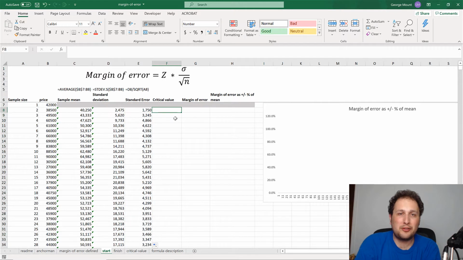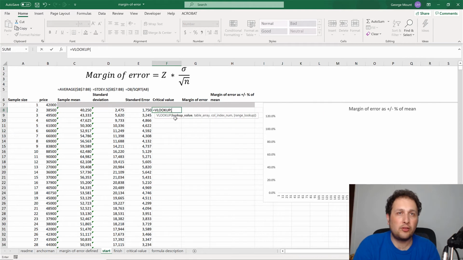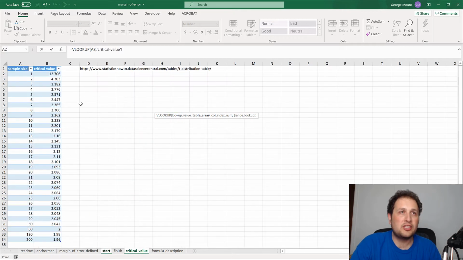Okay, so now let's look at the critical value. Since we're dealing with very, very small sample sizes, especially at the beginning, we want to adjust our critical value. Usually, again, it's 1.96. However, we're dealing with such small sample sizes that we want to be more conservative. So I've got a lookup table that we'll hit up in a minute here. I'm going to go to our critical value worksheet, and let's just fill that in. Okay, so there's our critical values.